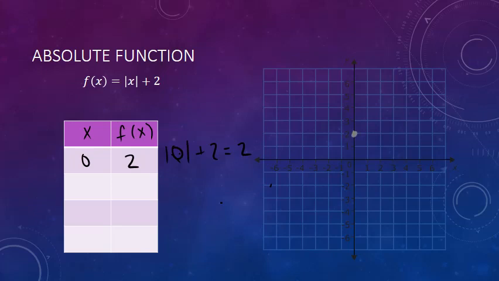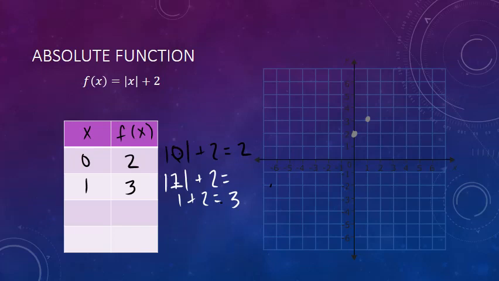Okay, now let's try 1. When I plug in 1, absolute value of positive 1 plus 2 is 1 plus 2, which is 3. So I'm going to plot 1, 3.